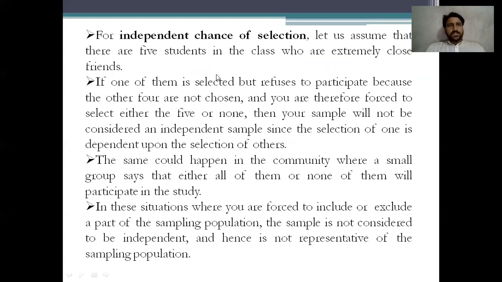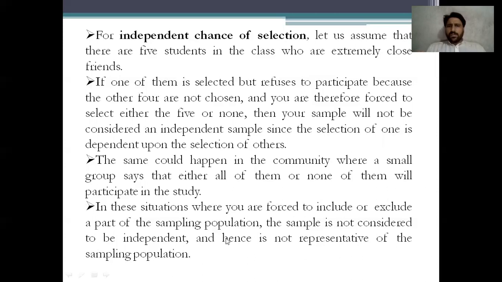And for independence, that was the equal chance. Let's assume you again have 5 students who are extremely close, and one of them is selected but refuses to participate because the other four are not chosen. So you are forced to select either the 5 students or none, and then your sample will not be considered an independent sample, since the selection of one is dependent upon the selection of others. The friends have said, okay, if you don't include my friend, then I won't be participating in your study. Now independence has gone. You are dependent on the inclusion of one participant for the inclusion of the rest of the four. Therefore, this is not an acceptable random sampling.